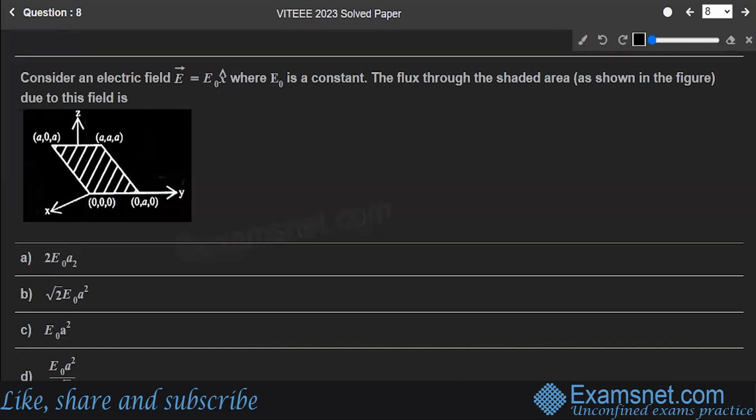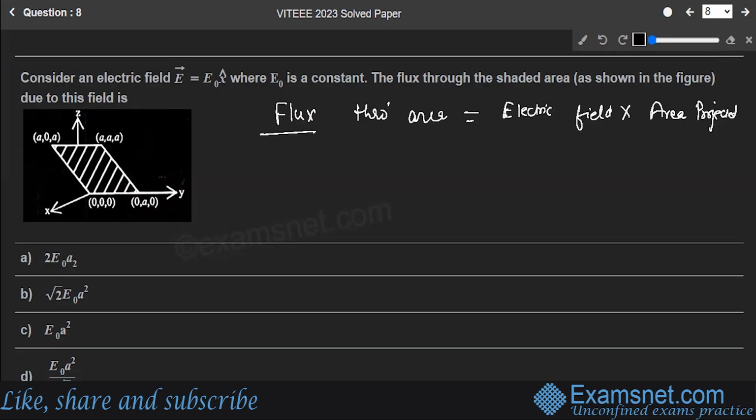Question number 8. Consider the electric field which is given by E naught x cap, where E naught is constant. The flux through the shaded area due to the field is given by. Okay, first thing, the formula for the flux through the given area is given by the electric field multiplied by the projected area. Right, first of all, let's find the electric field. It is E naught, given over here, and the area projected is given by A multiplied by cos of 45 degree.